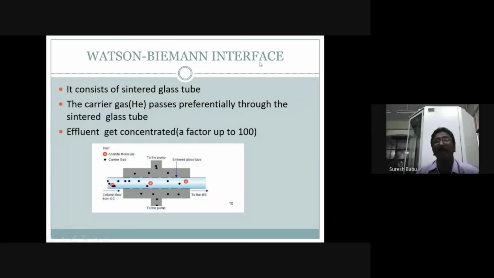Next is the Watson Biemann interface. Actually, it is simply a porous tube, a sintered glass tube. Here the carrier gas is normally helium, and along with the sample molecules it enters the tube. These carrier gas molecules filter out, and only our sample molecules exit from the system.